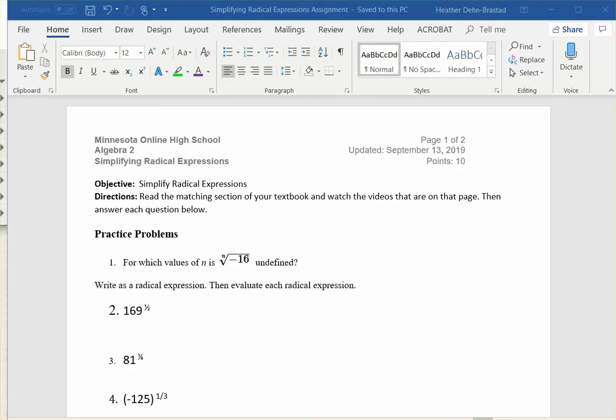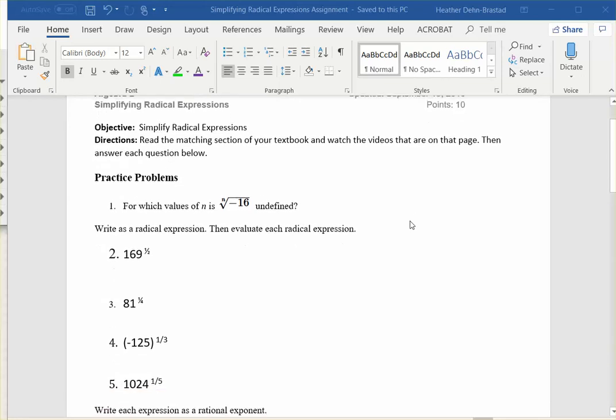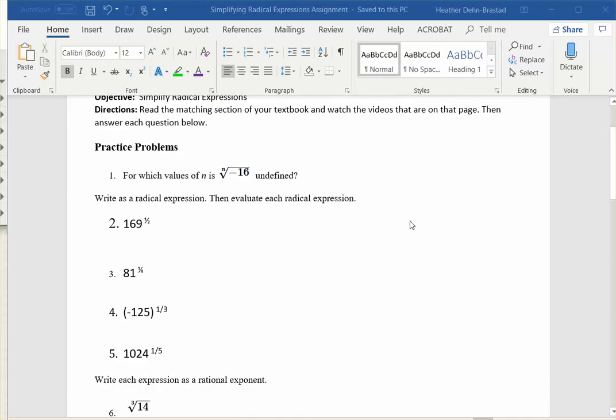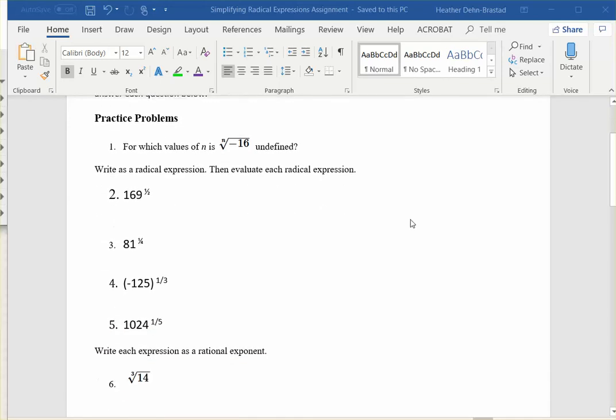In this video, we are going to look at simplifying radical expressions. There's a couple videos in your textbook already that explain how to write a radical in rational expression and how to write a rational expression in radical form. So I'm not going to go into that too much, but I do want to go over how to evaluate or how to simplify them. Evaluate means to find an answer. Simplify means to write it in simplest form. So there's a little bit of a difference there.